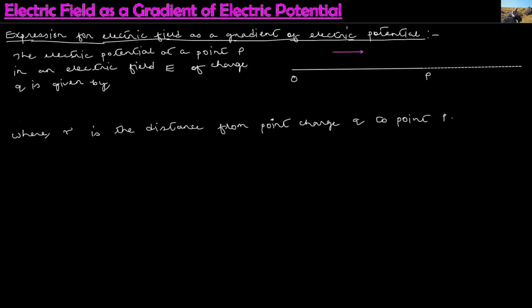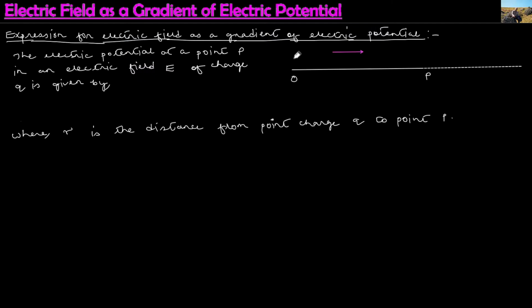In this brief teaching module, we will emphasize the relation, or the expression, of electric field as a gradient of electric potential. Now, we already know that when we have a point charge or any charge system, there will be an electric field produced by that system or by that point charge.